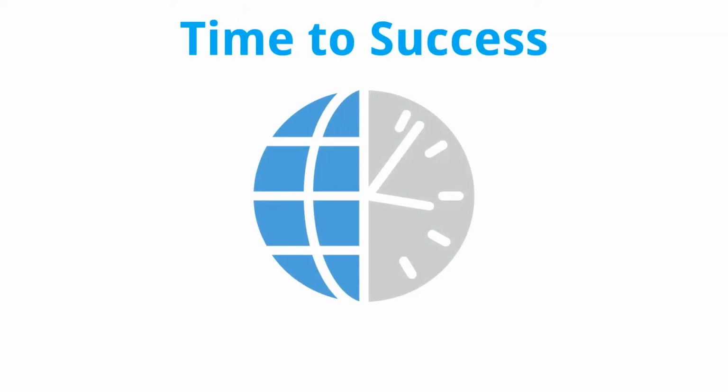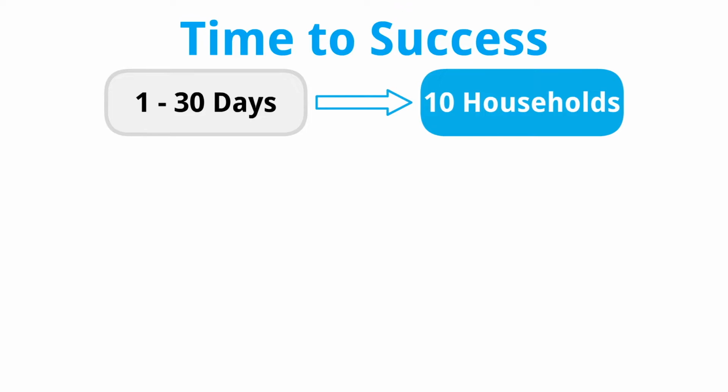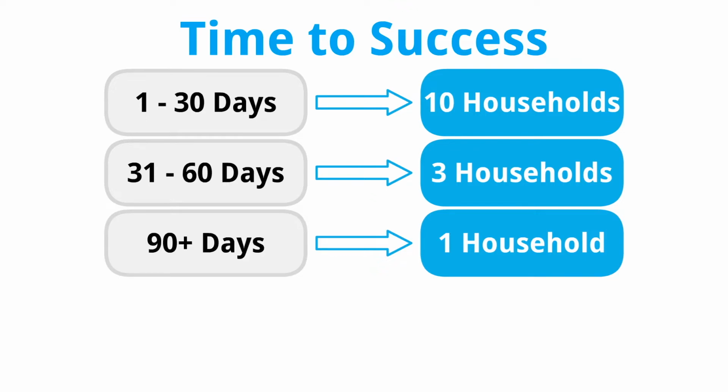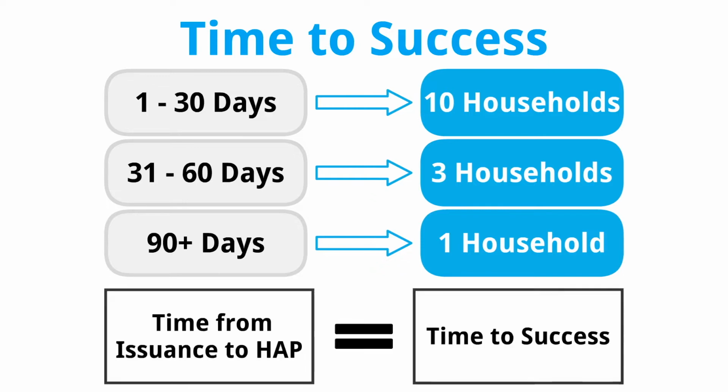Naturally, individual households will identify housing at different times after issuance. For example, perhaps 10 households identify an eligible unit, resulting in the issuance of a HAP contract within the first 30 days. Then, another 3 households identify a home in 60 days. And the final household in our example takes 90 days or more to identify and move into an eligible unit. This variance in the time it takes each eligible household to secure a HAP contract is known as the time to success.